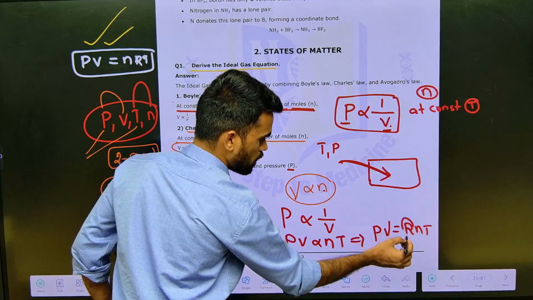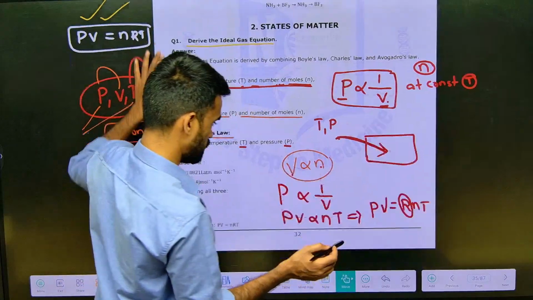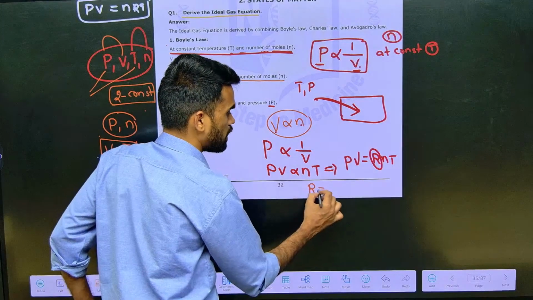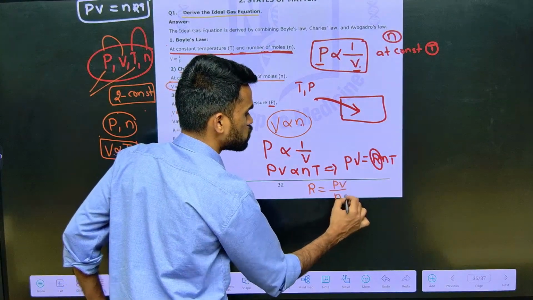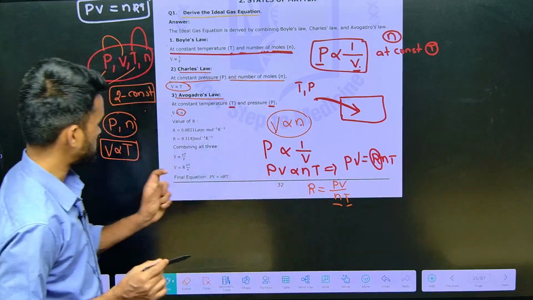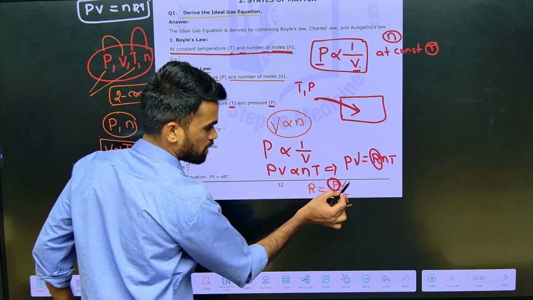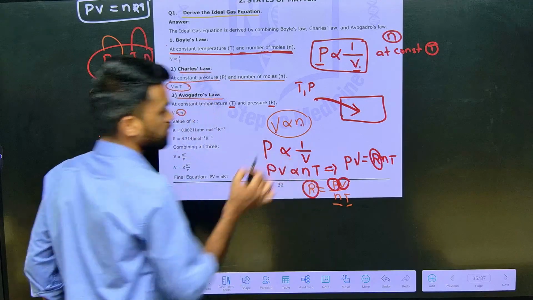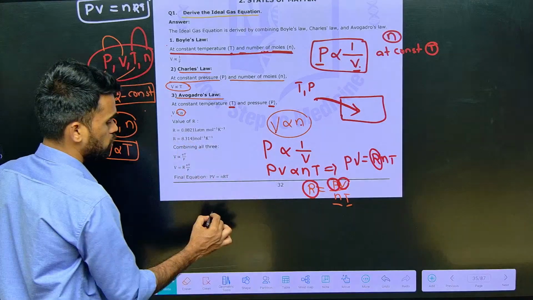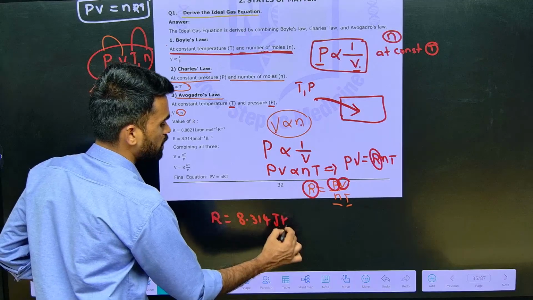Here R is called the universal gas constant. R has different units. Now how do we get this R value? R equals PV by nT. For 1 mole of substance at standard conditions, with specific temperature, pressure and volume, we are going to get the R value. At STP conditions, R is equal to 8.314 joule Kelvin inverse mole inverse.